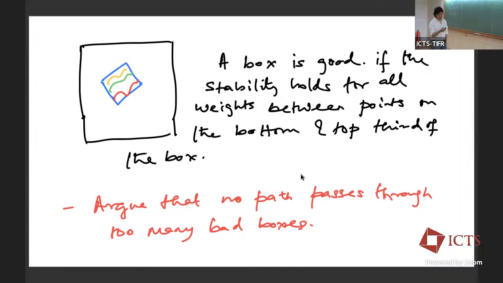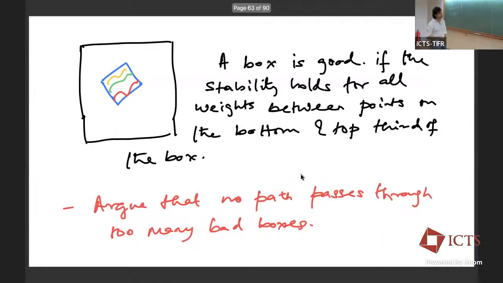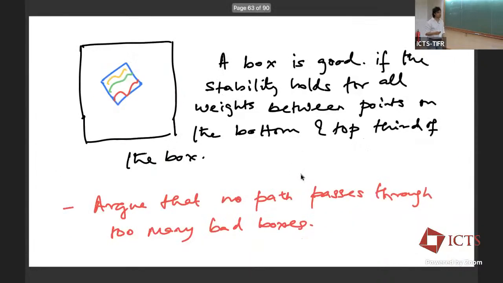I don't have a lot of time, but just to sketch the percolation theory: I said the weight stability was about deterministic points, but these are random points. So to be able to apply this, you need to develop some uniform in space and time version of that. Here is one way to do that. Let's call a box good if from every point on this side to every point on this side, the weight is stable. It turns out you can prove that each box is good with high probability, and then argue that no path passes through too many bad boxes. This is a percolation type argument, which tells you that for most black points, the weight is going to be stable. Essentially, that's the style of argument.